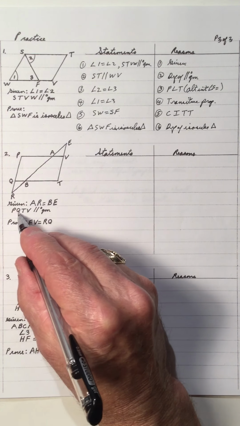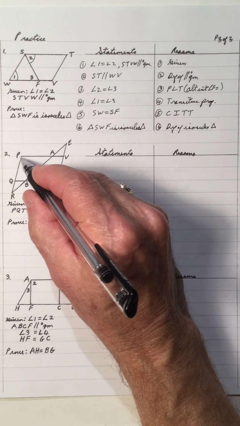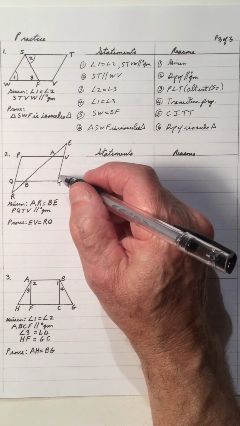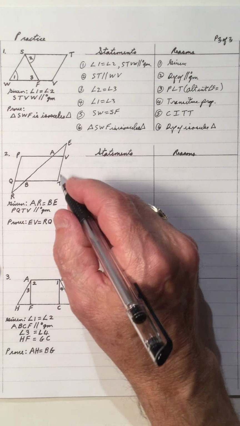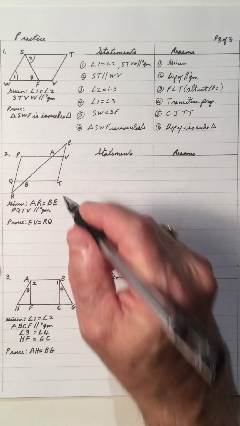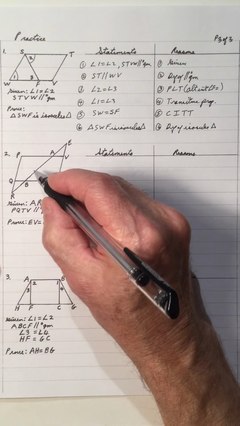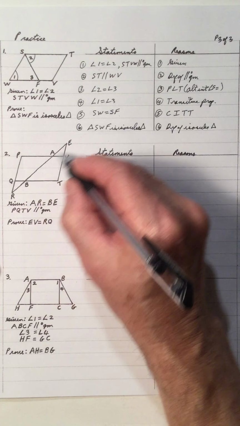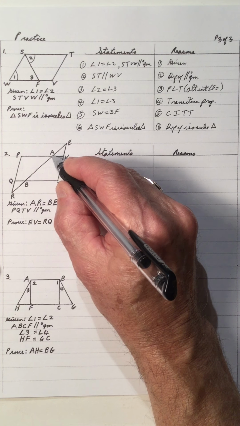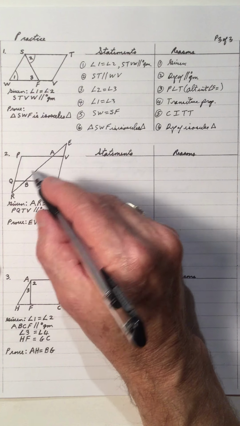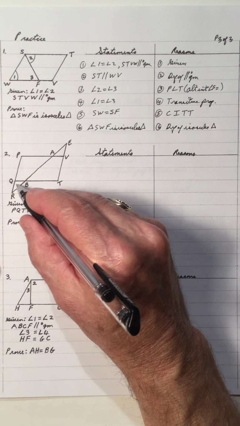Now I have PQTV is a parallelogram. Because I have a parallelogram, I'm thinking about parallel sides, which will give me angles equal. And angles equal is going to help me produce congruent triangles. Let's see what we have to prove. That EV, this segment right here, is equal to RQ. So if this segment is going to equal this one, then I might have to prove that triangle AEV is congruent to BRQ. So I have to get these two triangles right here congruent.